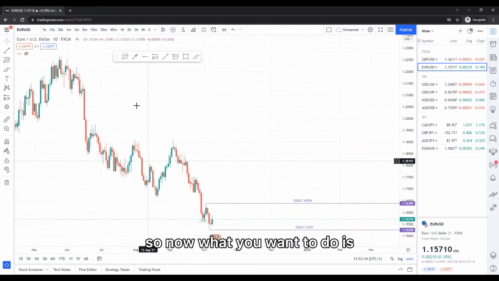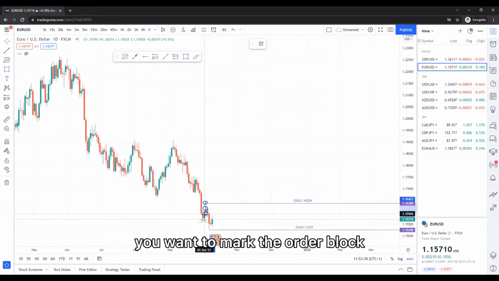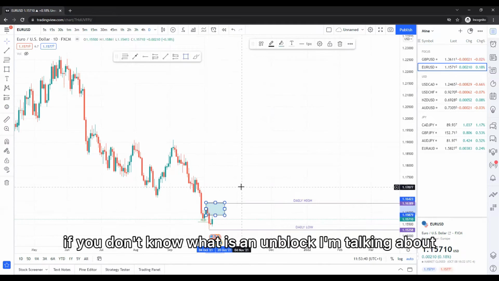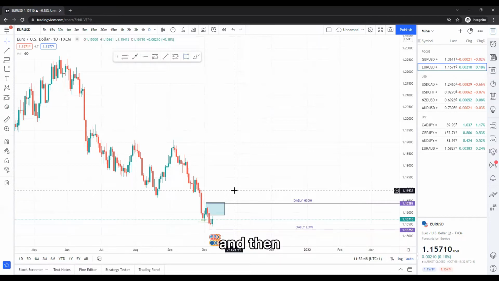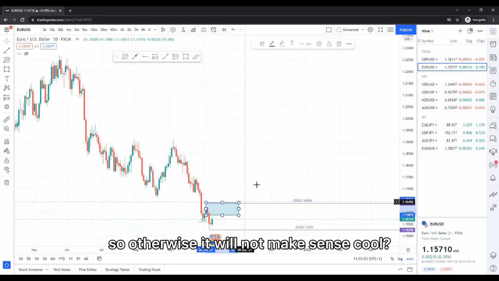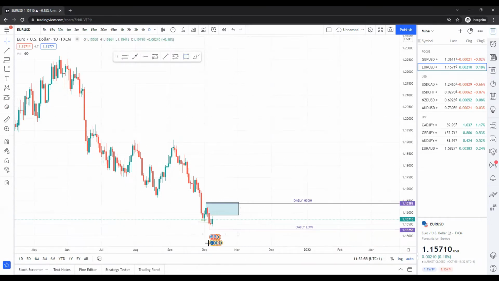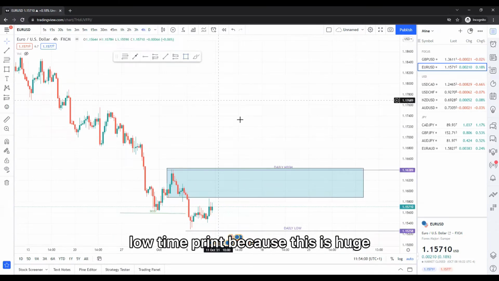Now you're going to mark the order block. If you don't know what an order block is that I'm talking about, you need to go to my playlist of the order block strategy, finish the course and then come back here. Otherwise it will not make sense. Now let's refine this order block to a lower time frame, because this is huge.